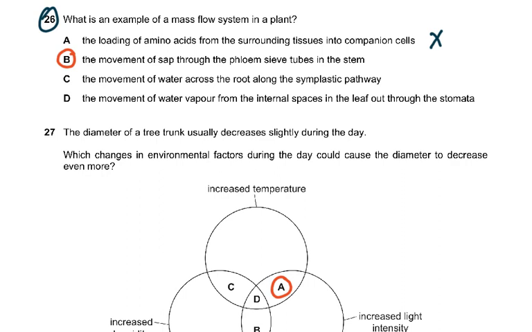So root was wrong. Water vapor from the leaf was wrong. Amino acids loading companion cells, no. So phloem sieve tube, the movement of fluid, it's bulk flow of fluid in the phloem. So that's why the answer B was correct.